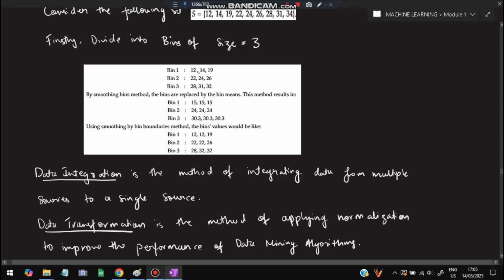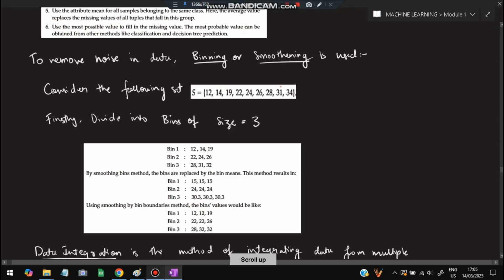Next is the smoothing method. 14 is closest to 12 or 19? It is close to 12, so in place of 14, put 12. This means we are making the data more similar. 24 is close to 22 or 26. It is equally close to both, but we will choose the lower number, so 22, 22, 26. 31 is close to 28 or 32. 32 is closer, so it becomes 32. So we are making the data more even. That is called smoothing. So there are two ways to remove noise in the data: binning and smoothing.